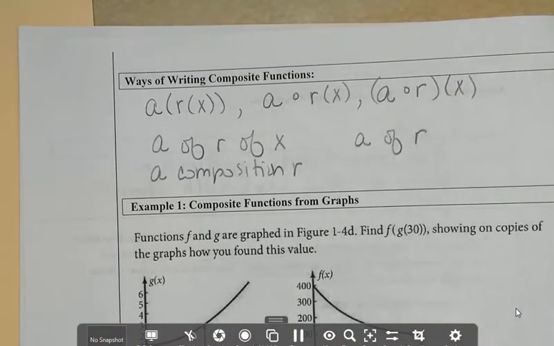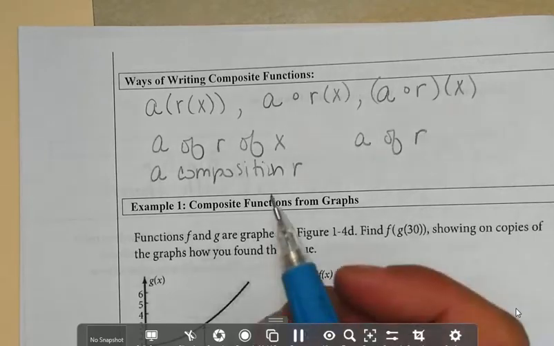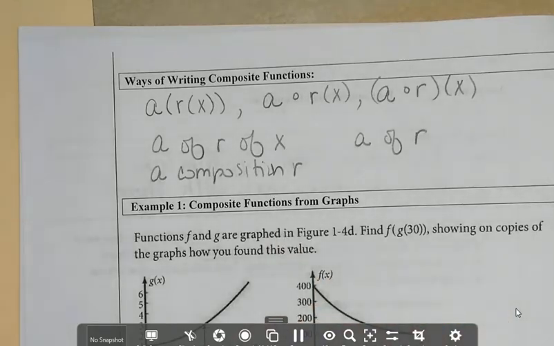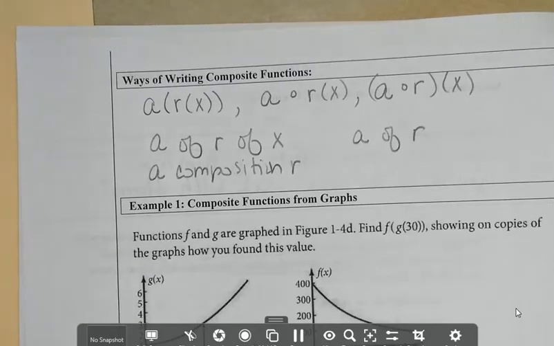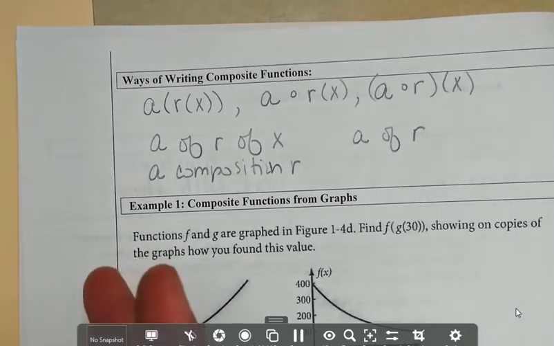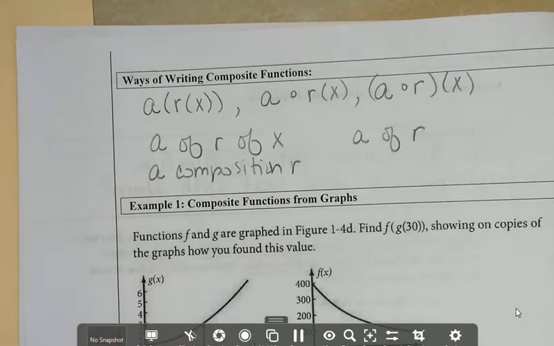Basically, what you have to recognize is which is your inside function and which is your outside function. That should seem really familiar to you because when we were talking about transformations, we were also talking about something being done to the inside and then something also being done to the outside. So these build off of that idea.